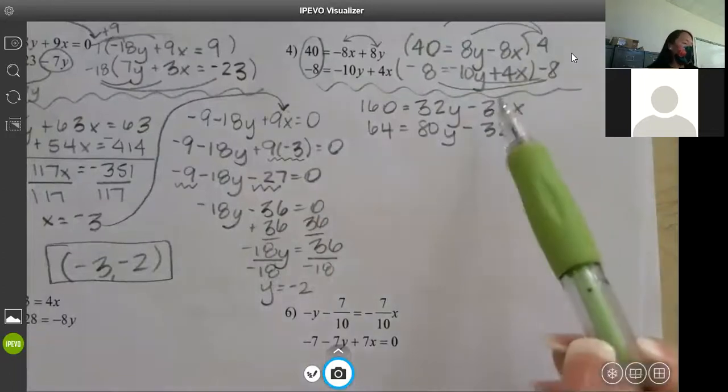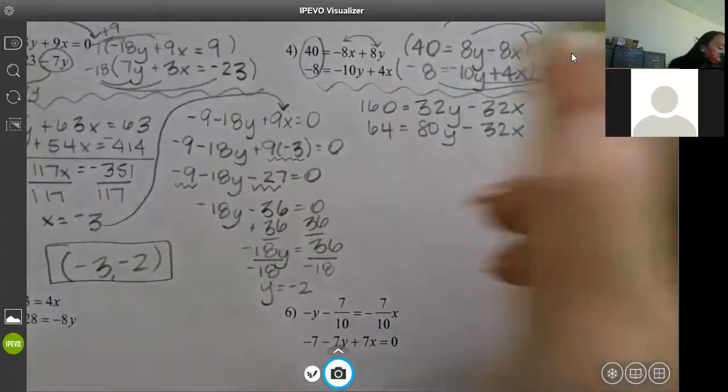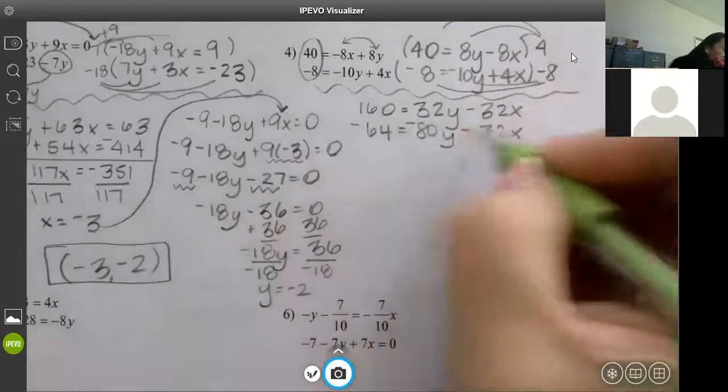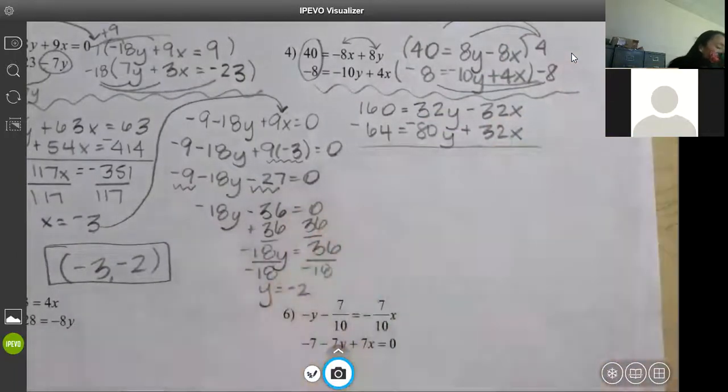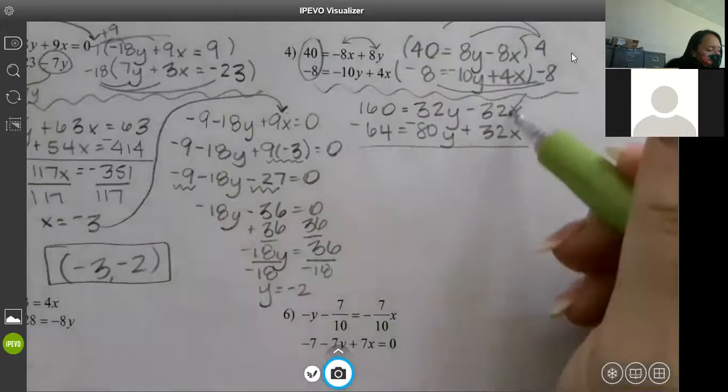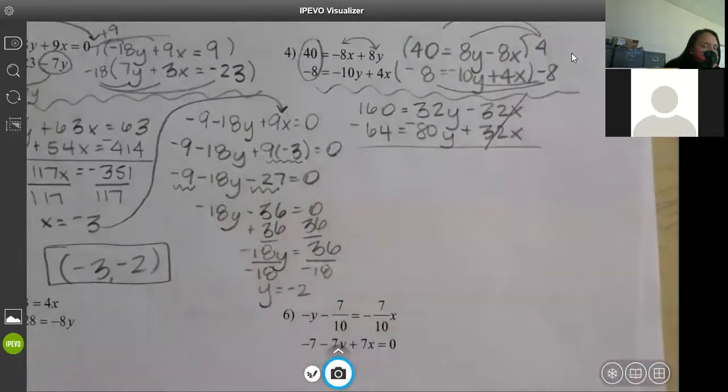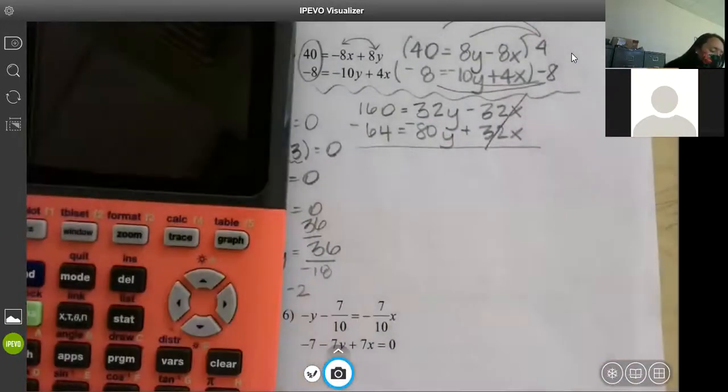So now we can see that our x's look the same. How do we get them to cancel out? Change, change, change, like yesterday. Okay, same thing we did yesterday. Your x's cancel out. Use your calculator if you need to.